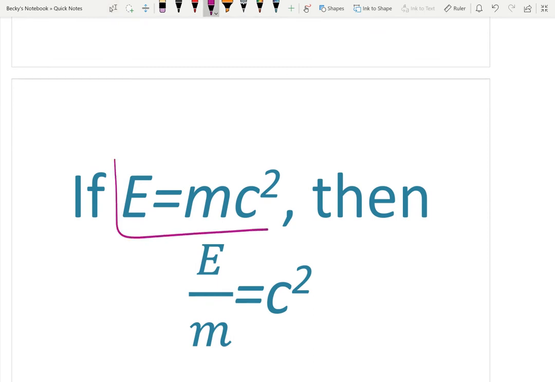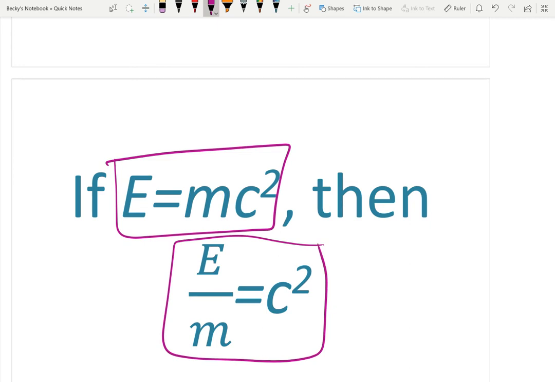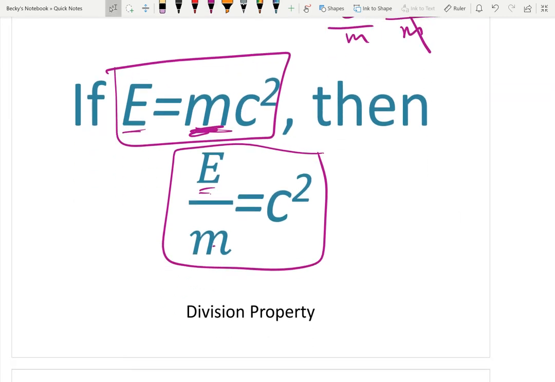All right, again, you're starting here. How or what do you do to it to get to the conclusion? So your then is always your conclusion. So, your E's here, but how does the M move from the right side down here to the left side? Think of algebra. If you have E equals MC squared, how do you move the M? Well, you divide it away, right? And so after you divide it, you're left with E over M equals C squared. So what did you do to both sides? You divided. So that is the division property.